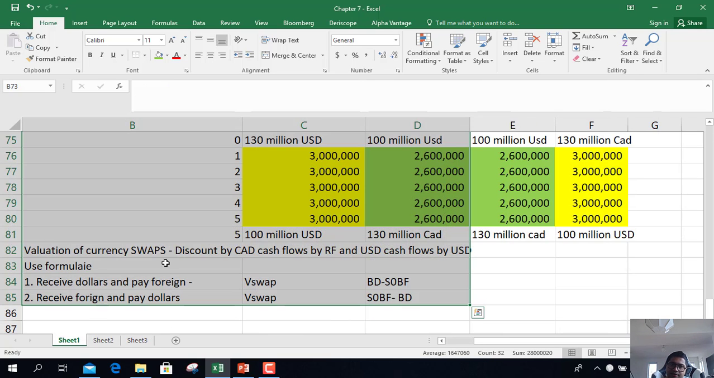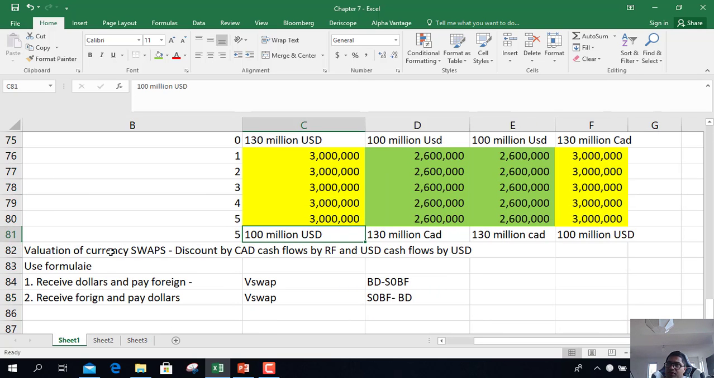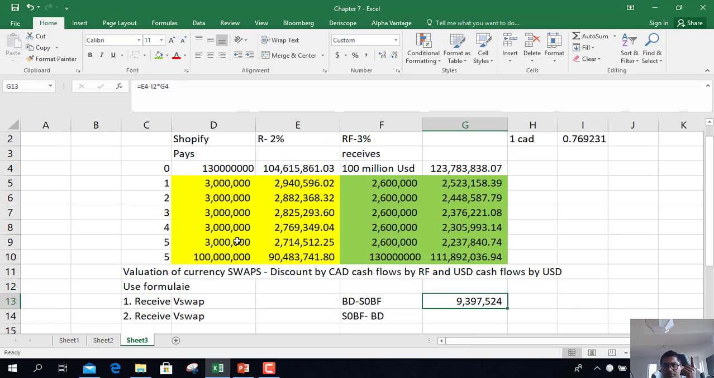So I'll go back to the slide. Valuation of a currency swap is done in 2 steps. Step 1, calculate the present value of cash flows in dollars using the risk-free rate in dollars. Calculate the present value of foreign currency cash flows using the risk-free rate of the foreign currency. Then use the formula: present value of dollars minus conversion rate into present value in foreign currency.